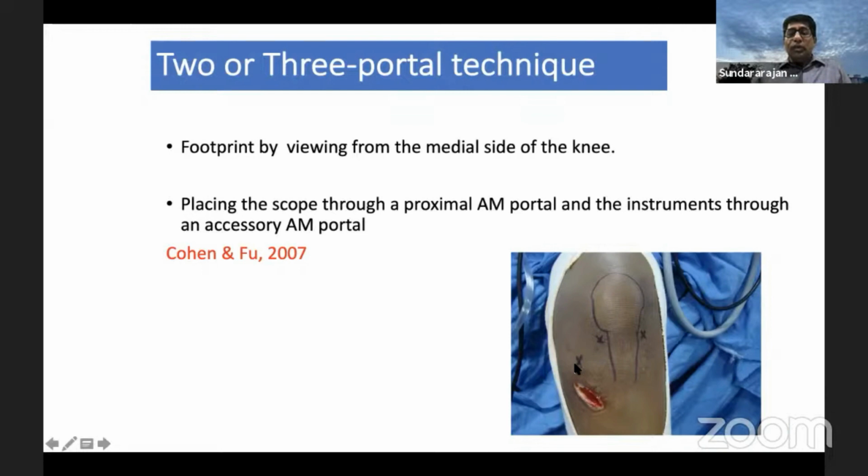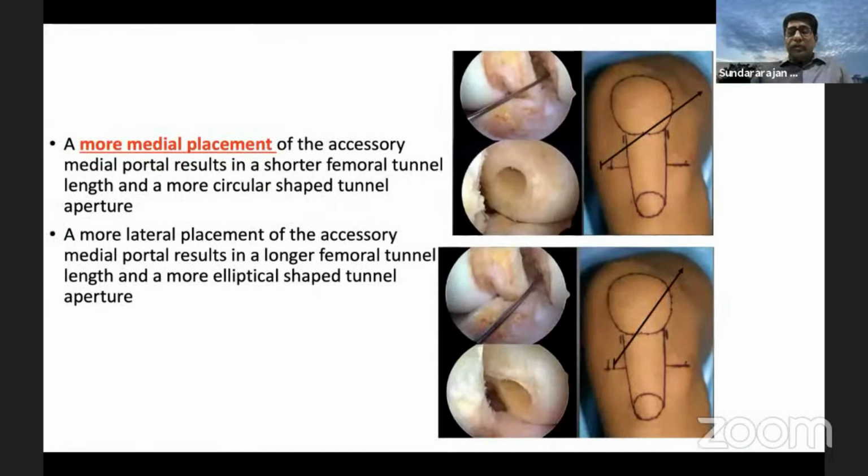And you know this slide very well, it has been used many times. You know how it is made. When you make a far medial portal, you will make a more horizontal tunnel. If you make it closer, that is the anteromedial portal, close to the patellar tendon, then you will make a more vertical portal that will be slightly oblique, and this will be more circular and horizontal. However, this will result in a shortening of the tunnel.